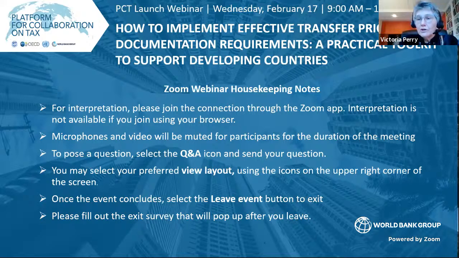So enough housekeeping. A little bit more on the substance of this. This latest toolkit release on transfer pricing documentation is a joint effort of all the PCT partners, the IMF, OECD, UN, and the World Bank. And the idea is to provide support to developing countries to implement effective and successful transfer pricing documentation requirements. It'll be a source book, we hope, of guidance on implementing documentation, and it's also going to be available in French and Spanish very shortly.